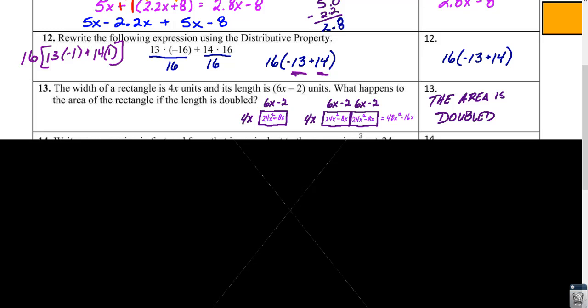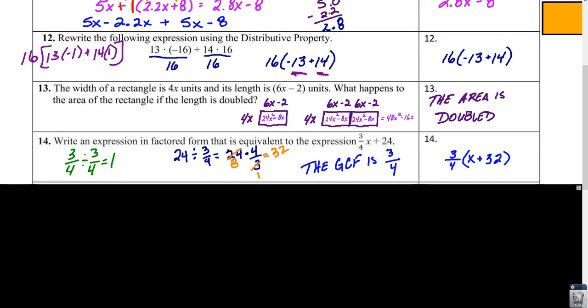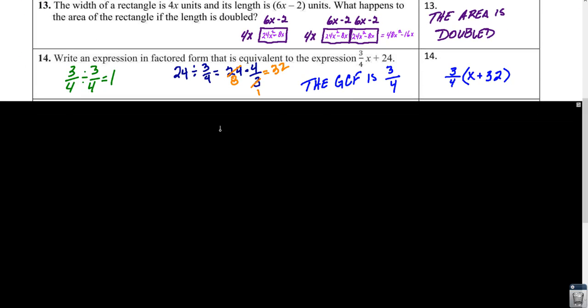Okay, on to 14. There we go. Number 14. Write an expression in factored form that is equivalent to 3/4 x plus 24.